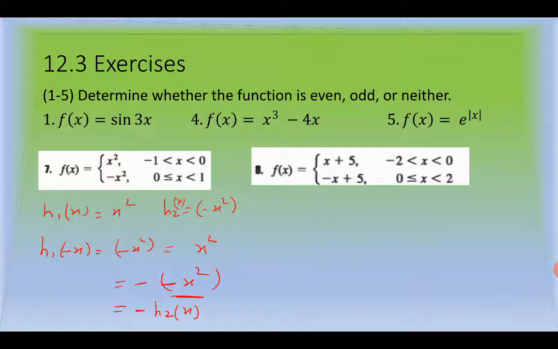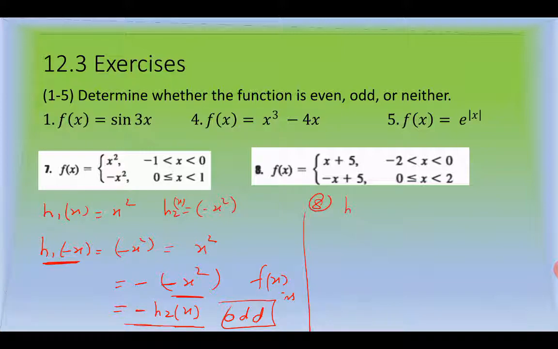What is it? When you take the first function with the negative inside, the negative comes out and it becomes the second function. Therefore, this is an odd function. The given f of x is odd, right? Similarly, check 8.